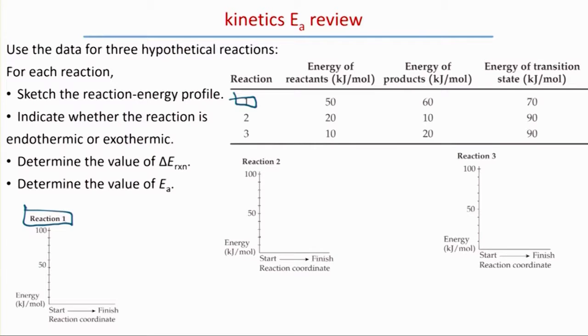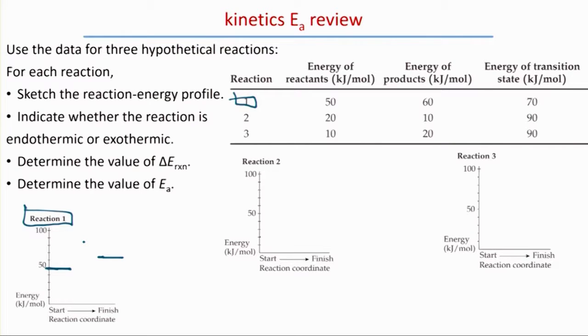Then decide if it's endo or exo, and find the change of energy for the reaction and find the activation energy. All right, so for this first one, it looks like the reactants start at 50. And it looks like our products are finishing at 60. Okay, it's a little hard to draw. I should have made these bigger. And our transition state is at 70 kilojoules per mole. We're going to go right to there.